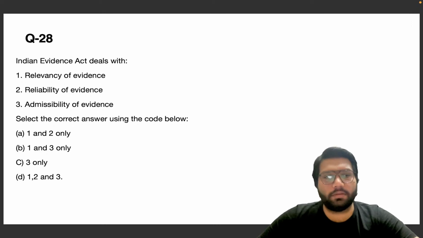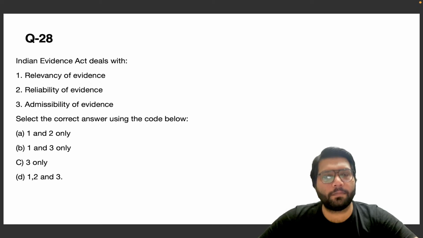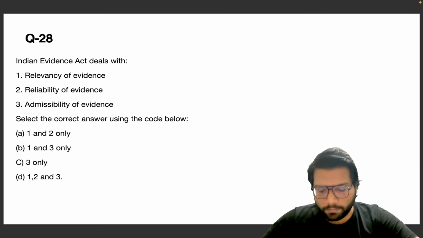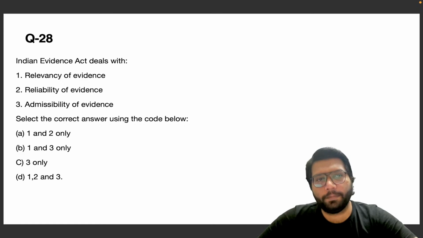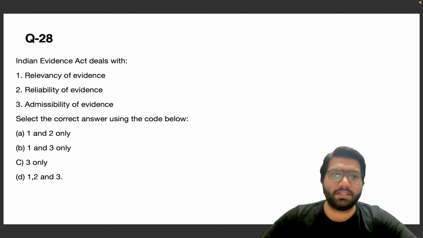Indian Evidence Act deals with. Choose the most appropriate answer. First one to answer correctly, Sapna, followed by Arshi and Dikshit. B is the correct answer, students.